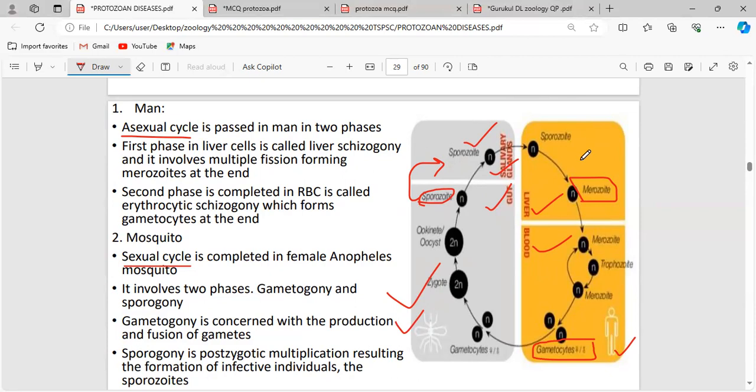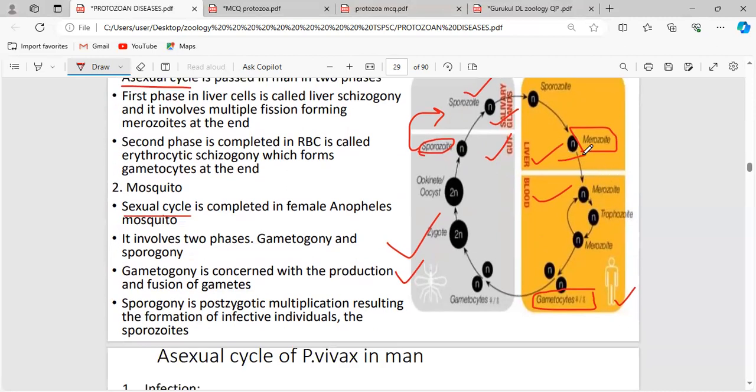this sporozoite enters into the liver cell of the human and converts into the merozoite in the liver. That merozoite, which is haploid in nature, enters into the bloodstream, and there the merozoite is converted into the trophozoite, and again the trophozoite is converted into the merozoite. Here one cycle continues by the process of schizogony. Schizogony is the asexual reproduction mechanism, a type of multiple fission.